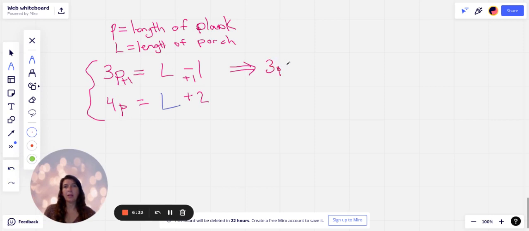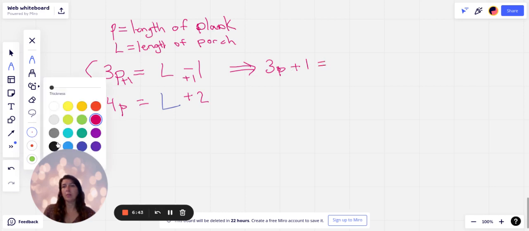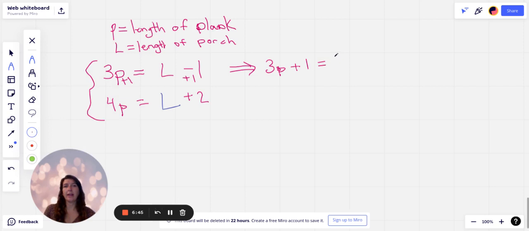3P plus 1 equals, get my other color, L. Okay, so this is what we have for L. I just solved for L in this first equation.